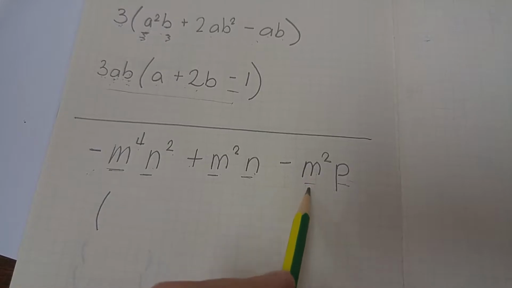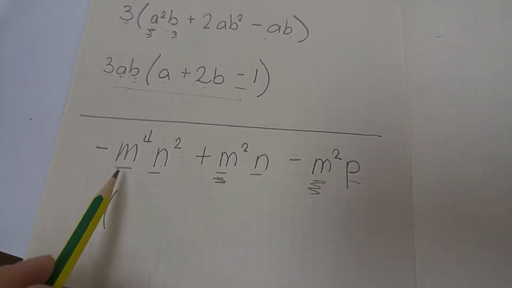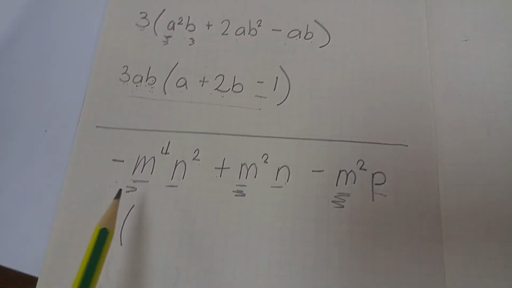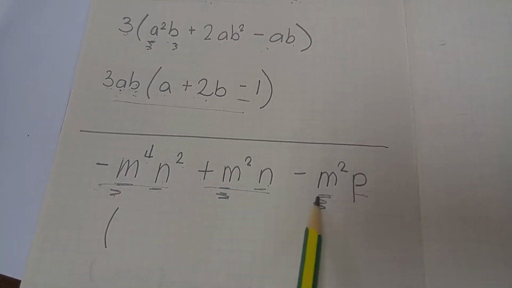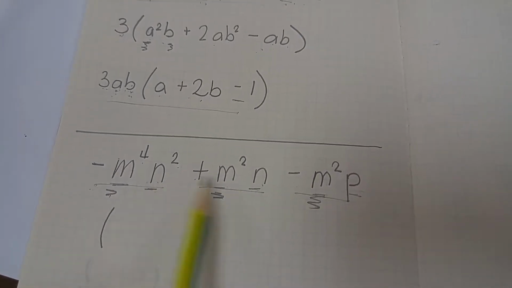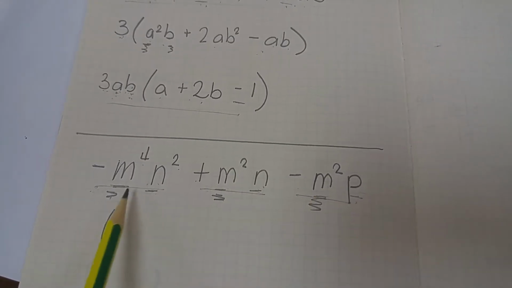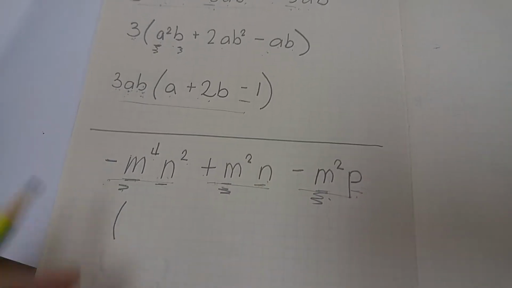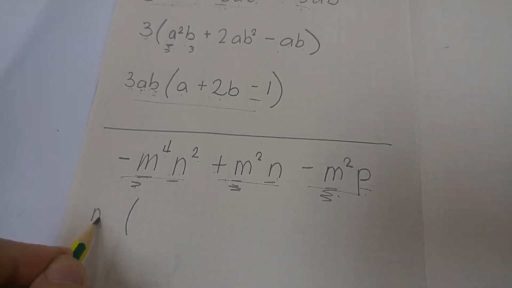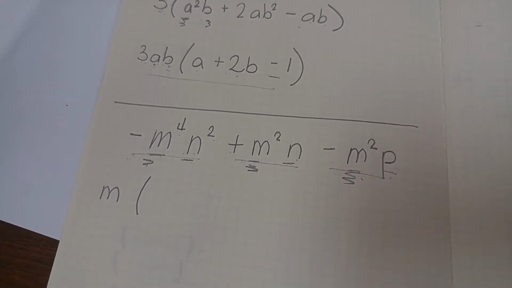So m is the only one that's common in all three terms. M is here, there's an m there, and there's an m there. There's an n there, an n there, but there's no n there, so we can only take out the m because it's common in all three. So we've got m outside the brackets.